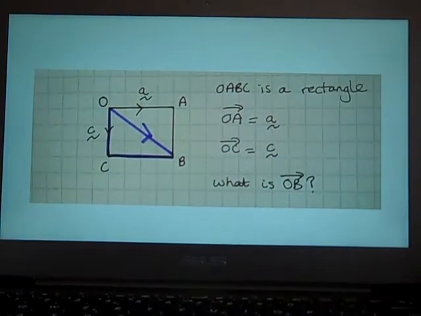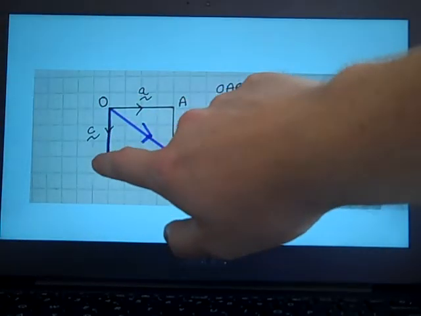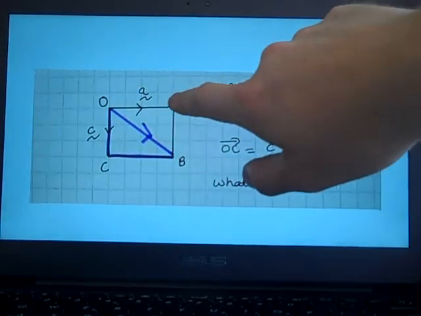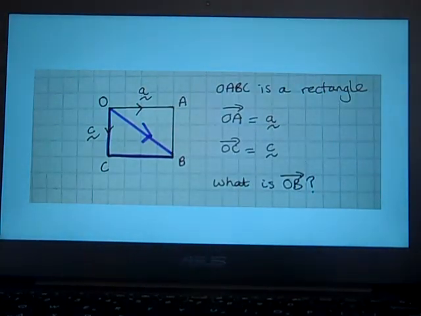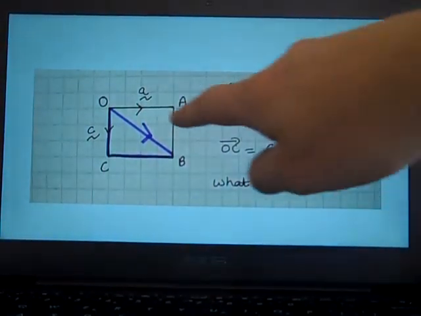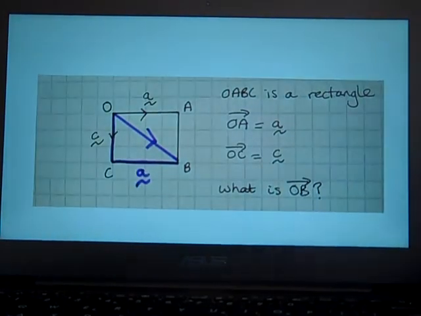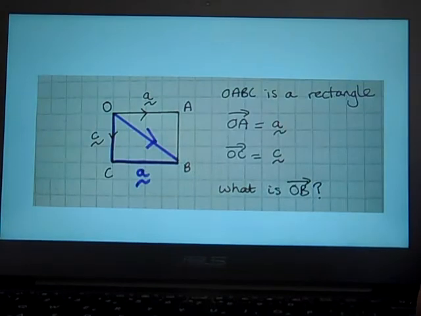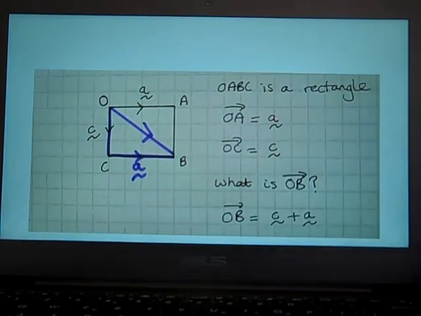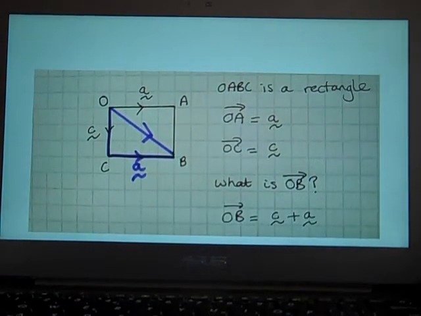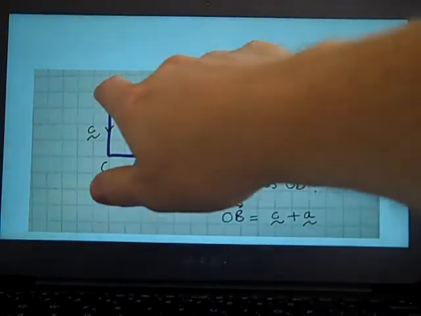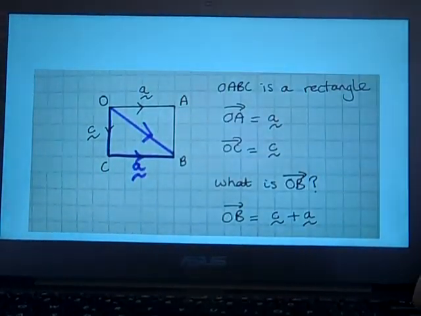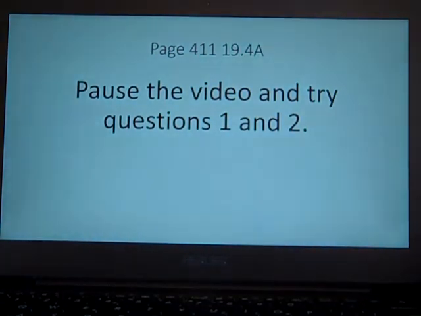So to get from O to B, I need to go down from O to C, then C to B, or go from O to A to B. And we know C to B as a vector is parallel to O to A, so it's identical. It is a, it's going in the same direction, so O to B will be a add c, or c add a as it's written there. You just go down the different vectors and work out which ones it is. So now again, you're going to pause the video and try questions 1 and 2, and then we'll come back and finish off.